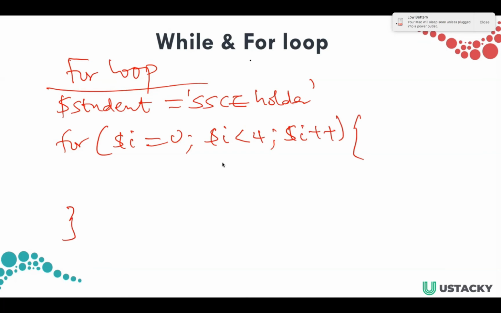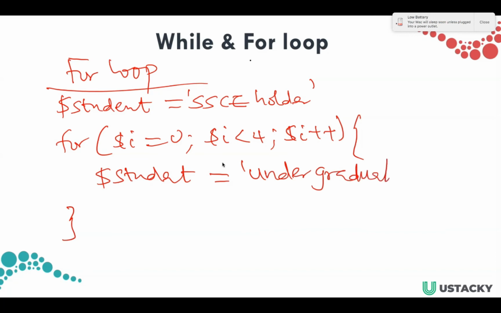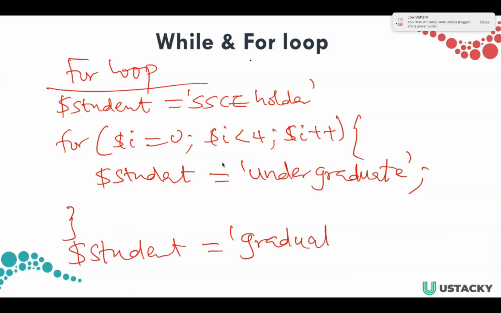In the loop, the student is an undergraduate of this university. So you can write student is undergraduate. It will remain to be an undergraduate for 4 good years, and that is when the loop is running. And after 4 years, you will see the student here at this point is a graduate. So this is the representation of the for loop academic calendar.